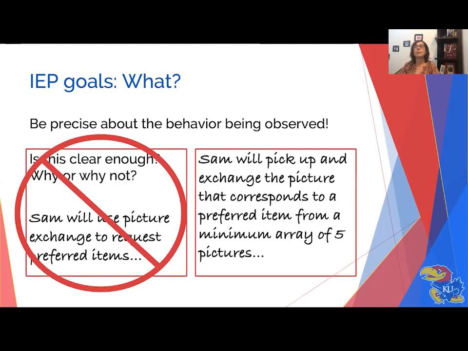Even something that seems clear, like Sam will use picture exchange, is too ambiguous. So first, we don't know the visual field. So is Sam going to pick up an isolated picture from the table? Will there be 5 other pictures? Will there be 10 other pictures? Second, we haven't specified that Sam will be exchanging the correct picture. We need to specify the picture actually corresponds to the item that he wants. So we need to describe exactly what Sam is expected to do. So for example, Sam will pick up and exchange the picture that corresponds to a preferred item from a minimum array of 5 pictures.